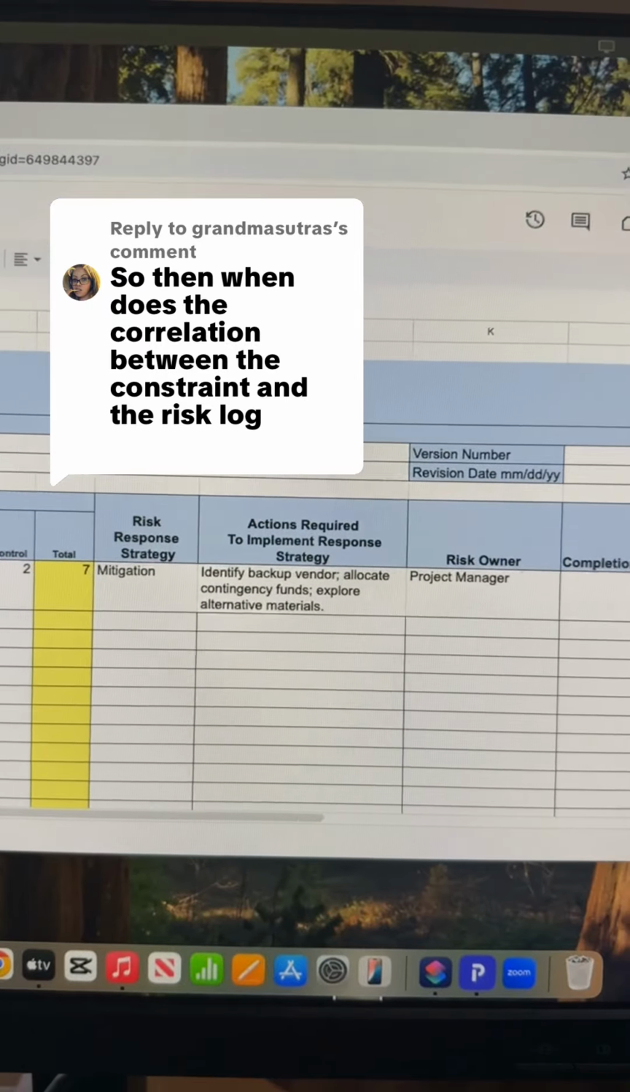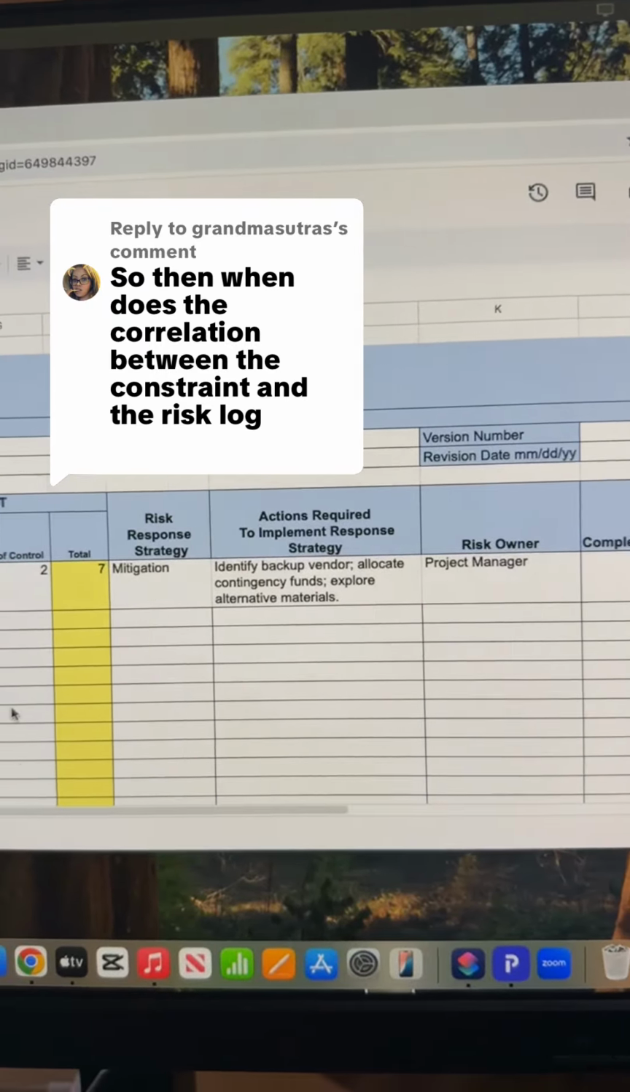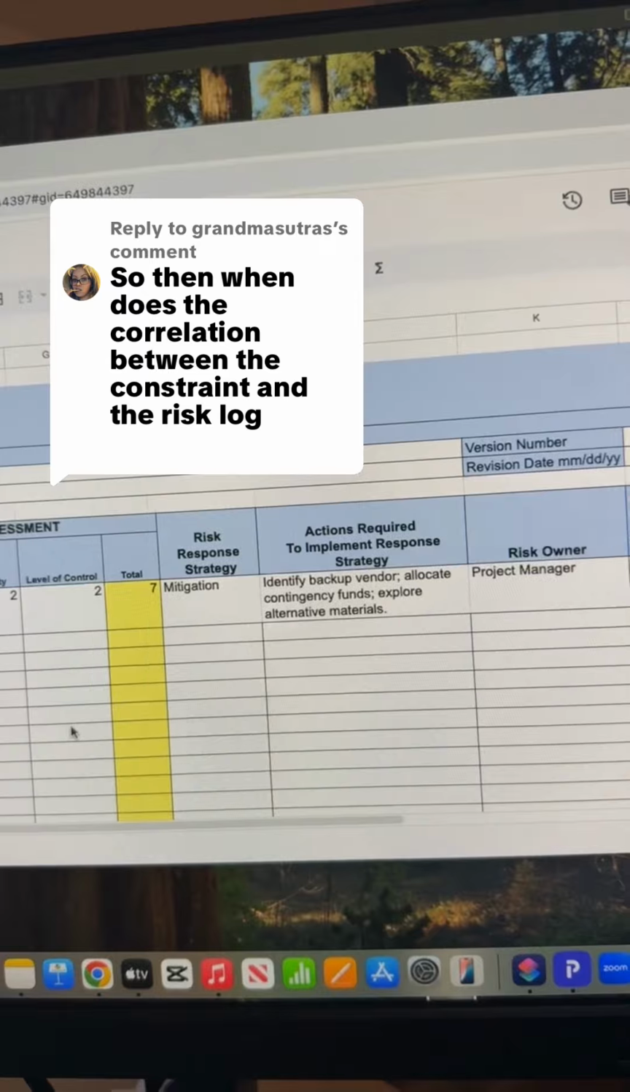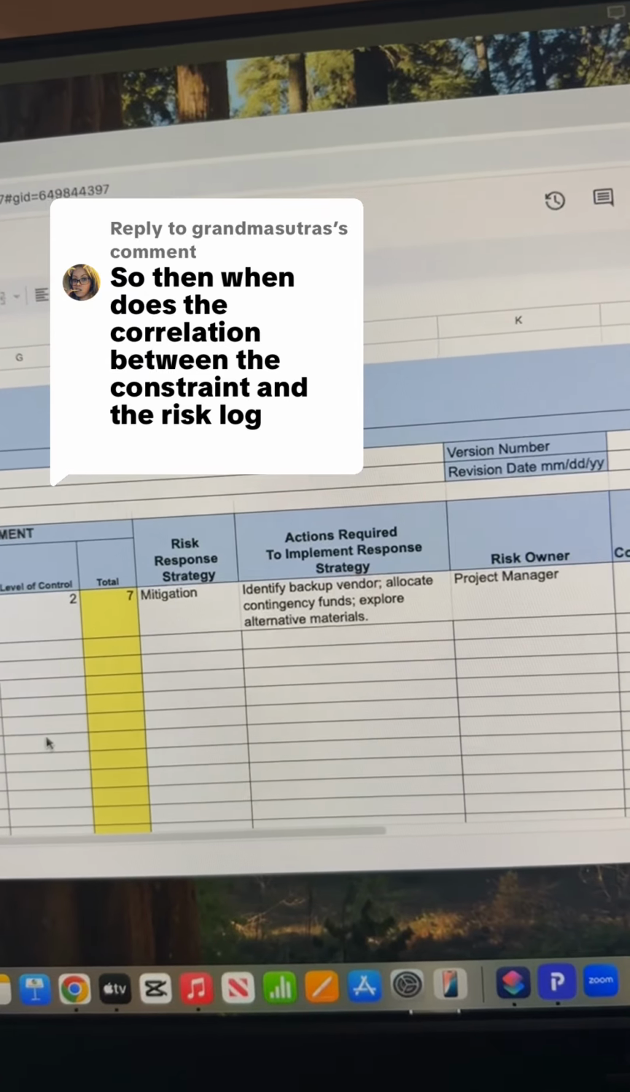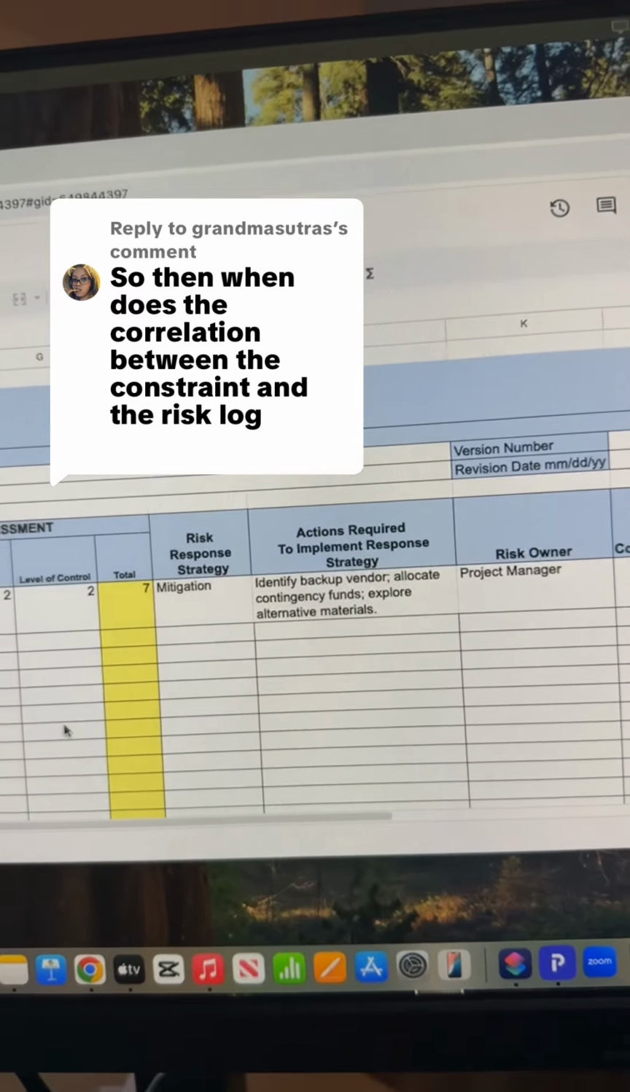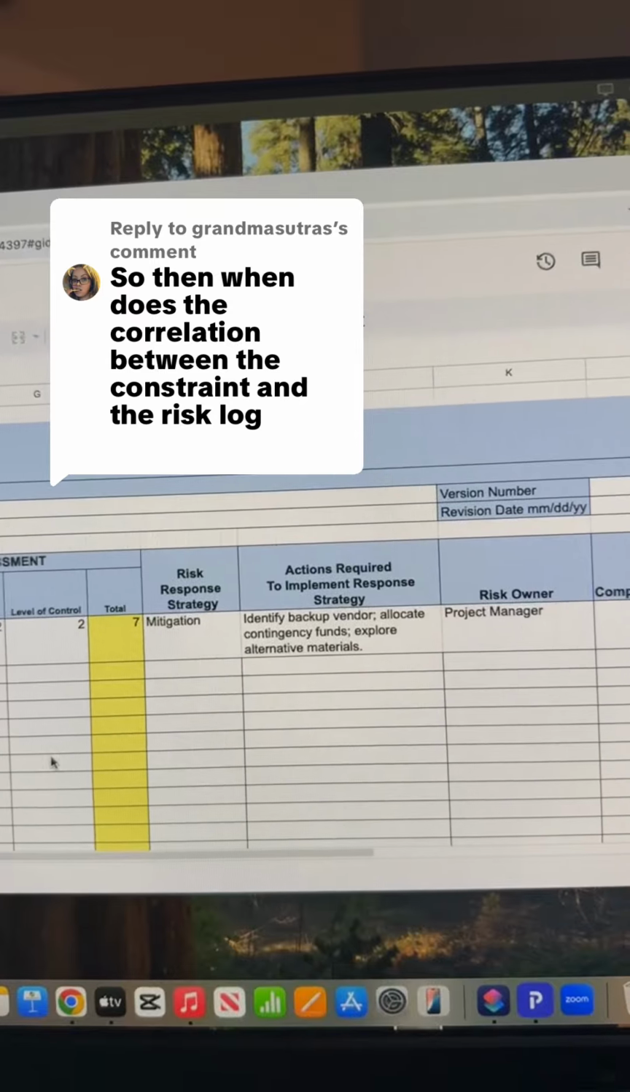And how are we going to mitigate that? Well, we are going to identify backup vendors, right? We need to allocate contingency funds, possibly, right? If the cost of lumber might increase because of the shortage, right? So we got to be thinking about that too. And we also have to explore alternative materials.